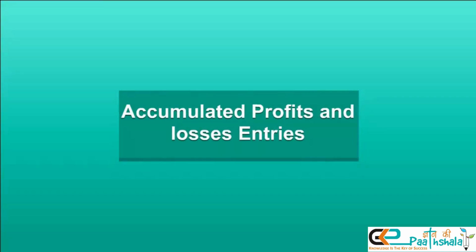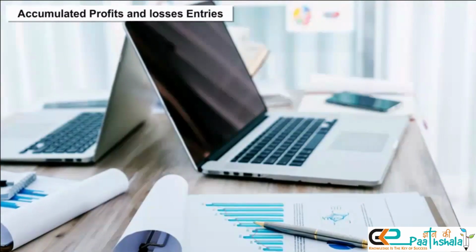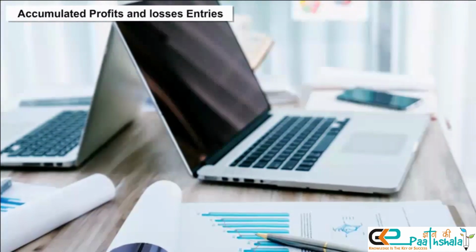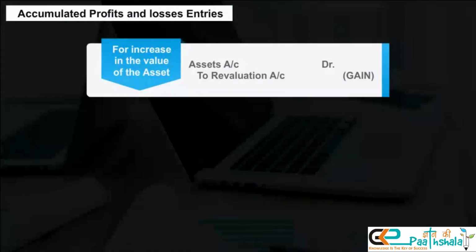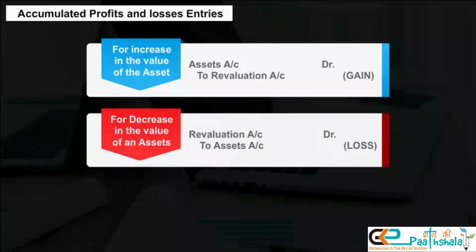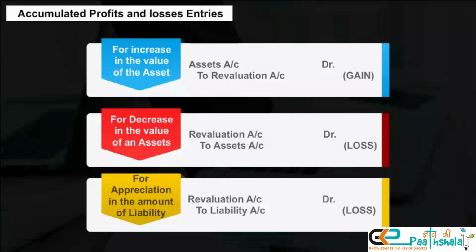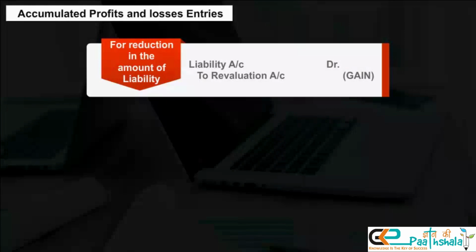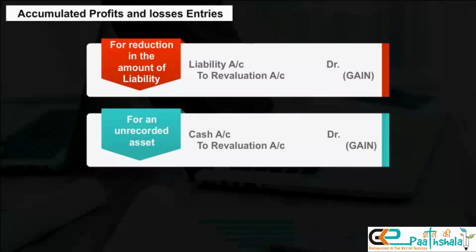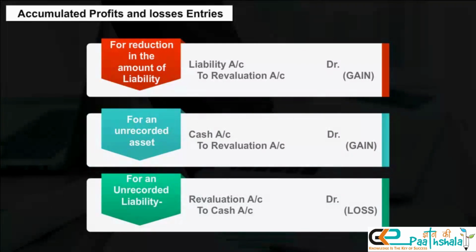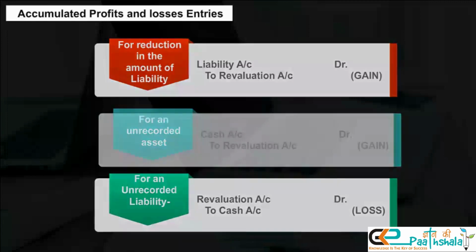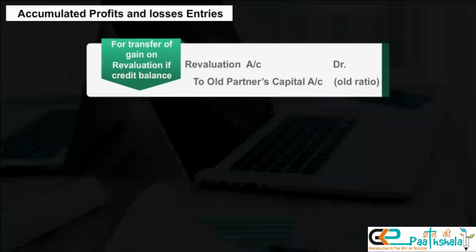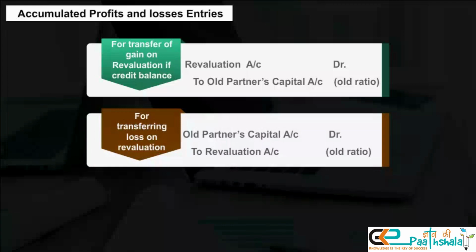Accumulated profits and losses entries. Journal entries for the revaluation of assets and liabilities. For increase in the value of the asset. For decrease in the value of an asset. For appreciation in the amount of liability. For reduction in the amount of liability. For an unrecorded asset. For an unrecorded liability. For transfer of gain on revaluation if credit balance. For transferring loss on revaluation.